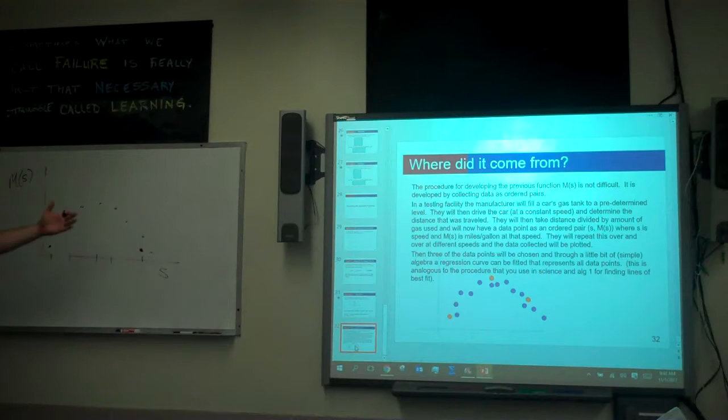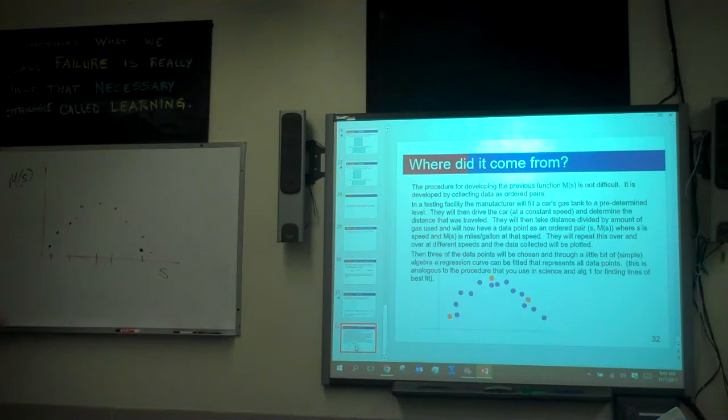Okay? So a company, Ford, Honda, Toyota, whatever, they're going to do this kind of stuff. They're going to take their cars that they create, and they're going to run them through a bunch of tests. They're going to fill them up with gas and go drive them, and collect data points. They say, we're going to take 50 cars and fill the gas tank up, and we're going to drive them at 10 miles per hour and see what kind of gas mileage we get.